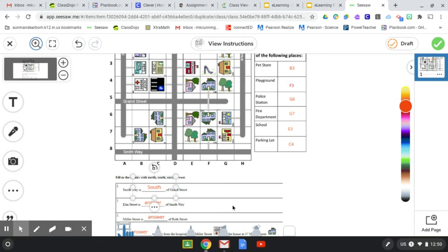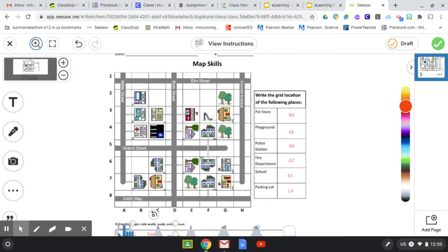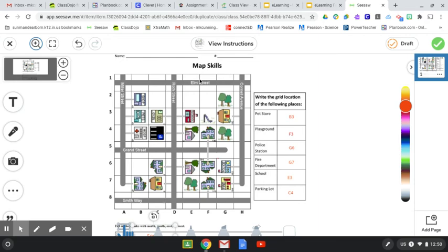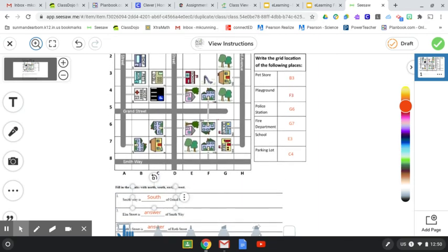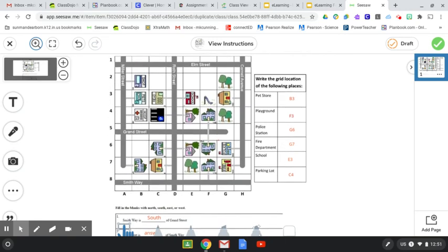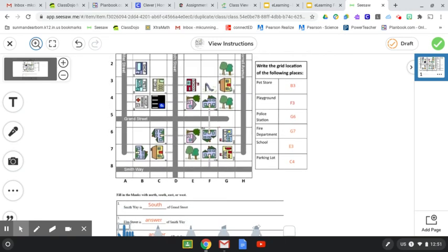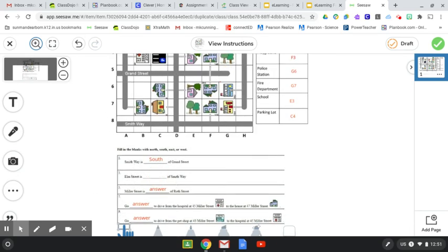Okay, now it's asking about Elm Street. Elm Street is blank of Smith Way. So here is Smith Way. Elm Street is over here. So Elm Street is north. I'm guessing they're going to want the intermediate direction. So I'm going to say northeast, because it's above. So northeast. Man, I keep doing that.